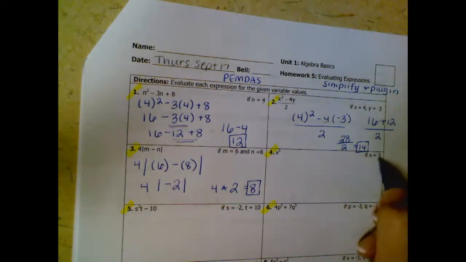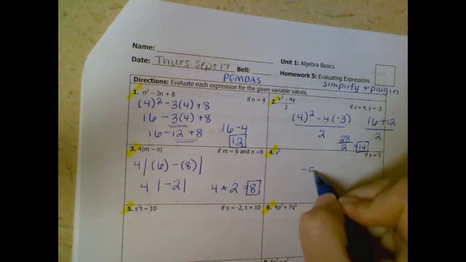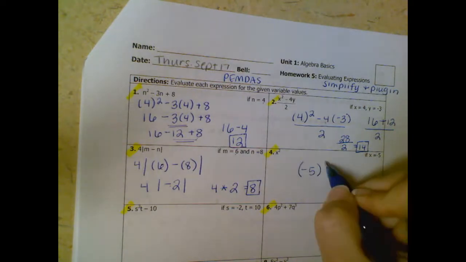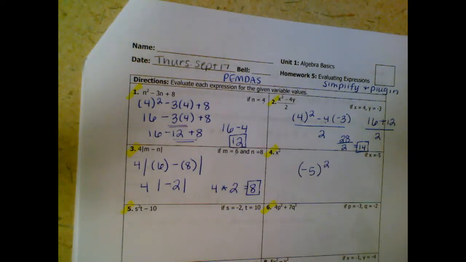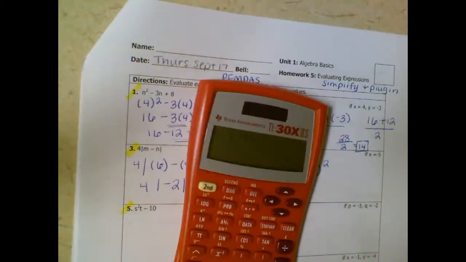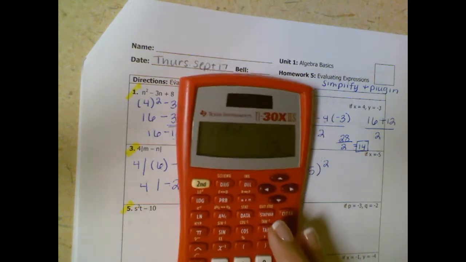When I see an x, I'm plugging in the negative 5. And remember, every time we plug in, we are using parentheses. So in my calculator, I'm doing negative 5 in parentheses squared. It gives me 25.